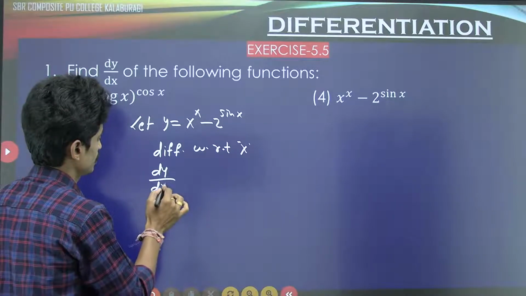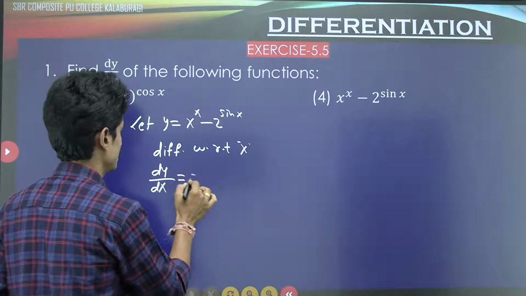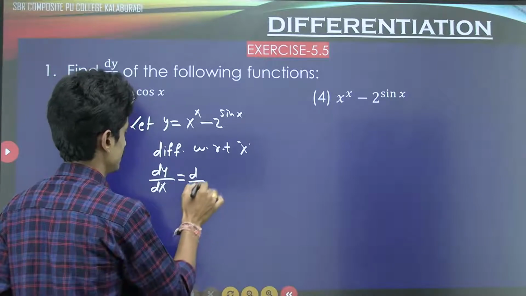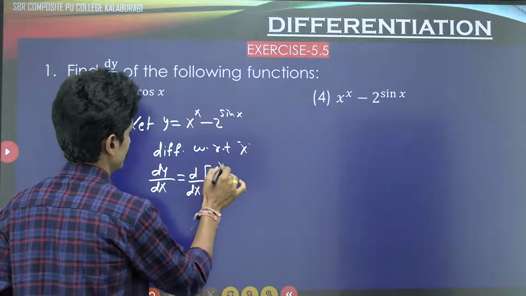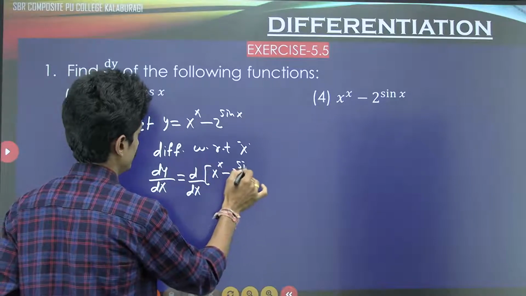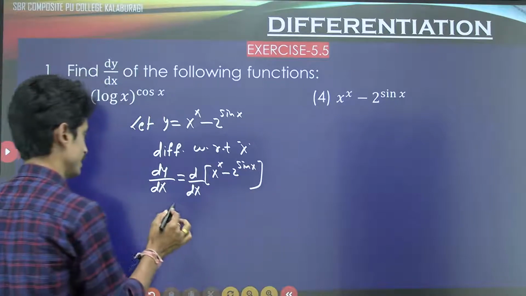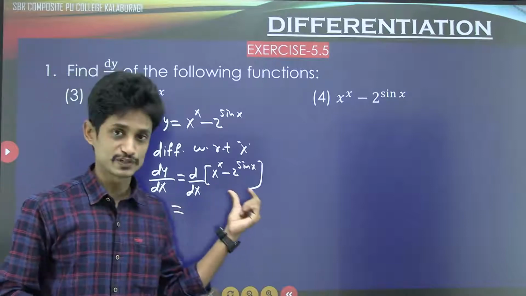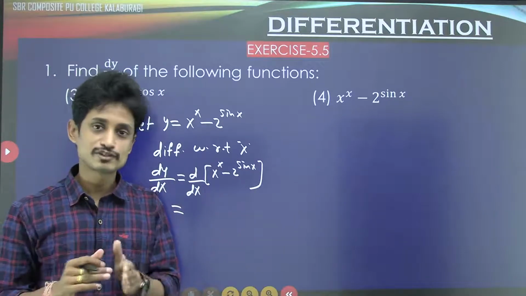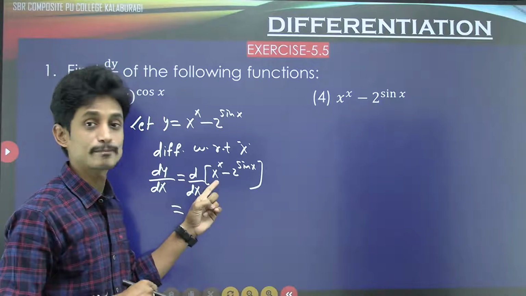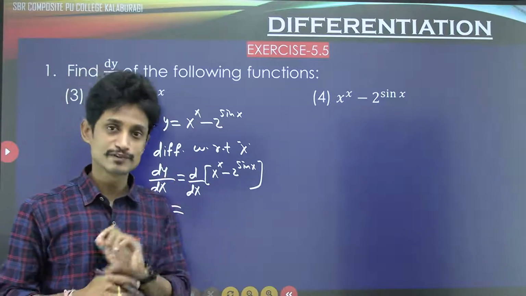Now it becomes dy by dx on the left hand side. On the right hand side, we write d by dx of the function x power x minus 2 power sin x. Dear student, we have two exponential functions. What can we observe about the relationship between them? Minus sign. So we can consider the u minus v form.